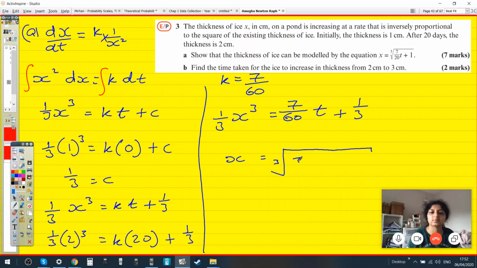So the cube root of 7/20 t plus 1, was it? Yeah. Yep. Great. And B. For B, wouldn't you just do 2?